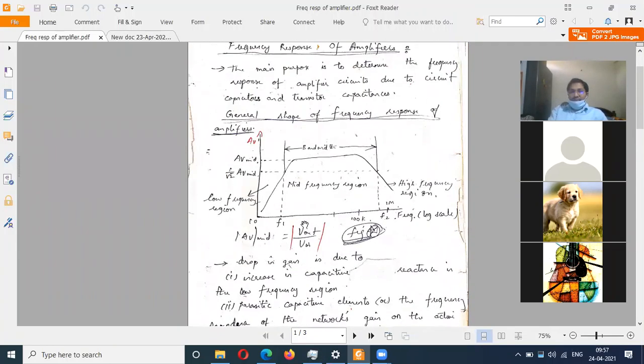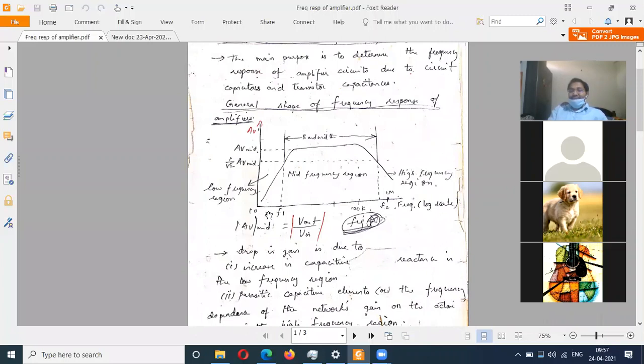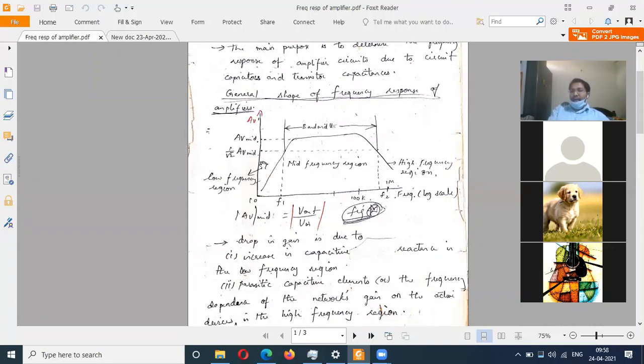Now, at low frequency, again, as your friend has said, the impedance is 1 by j 2 pi fc for a capacitor. So when f is small, the denominator, 1 by j 2 pi fc, is also small. When the denominator is small, the overall value increases, isn't it? 1 by a small number, the overall value is larger, right? So then we cannot neglect the impedance offered by the capacitor.